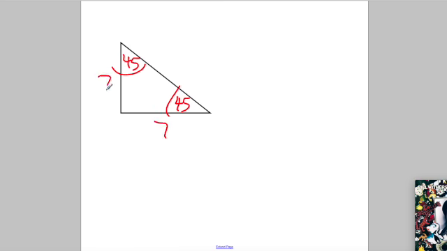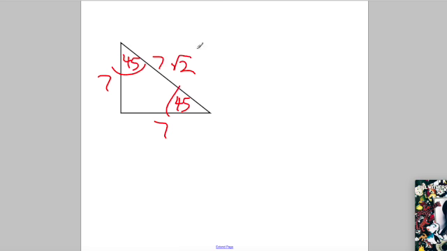I'm just going to draw what I would try to make a 45, 45, 90 triangle. It's not quite there, but we'll take it as it is, 45 degrees and 45 degrees. And think of any number you want. Think of 7. If this is 7, this will be 7. This will be 7 radical 2.